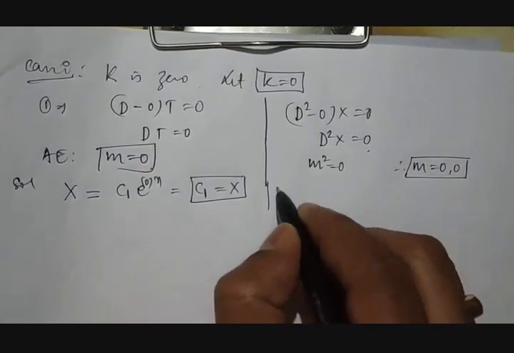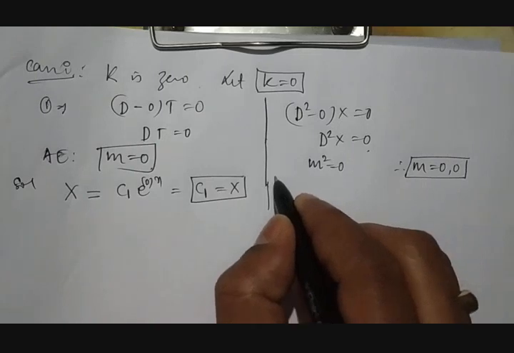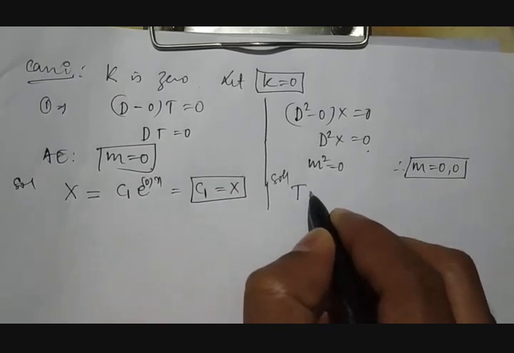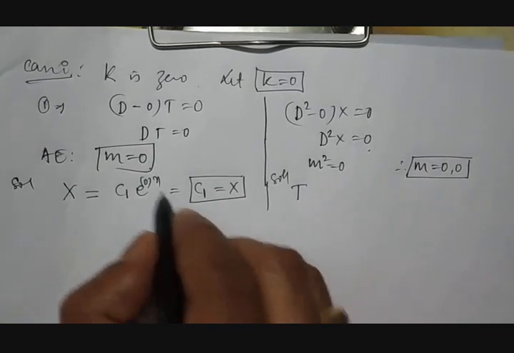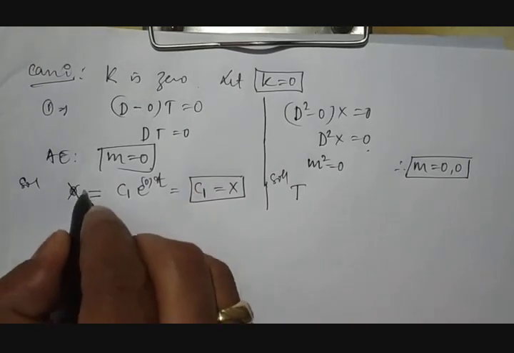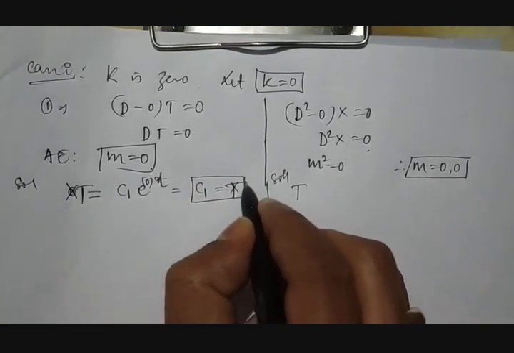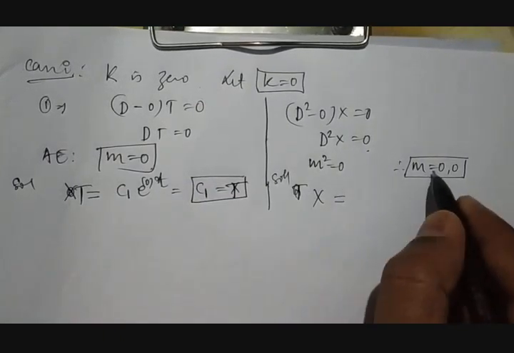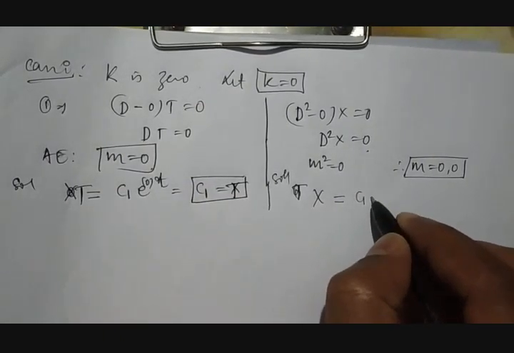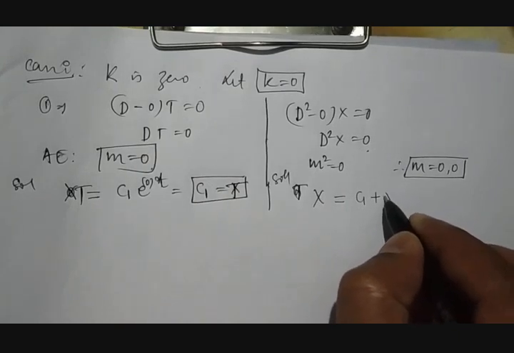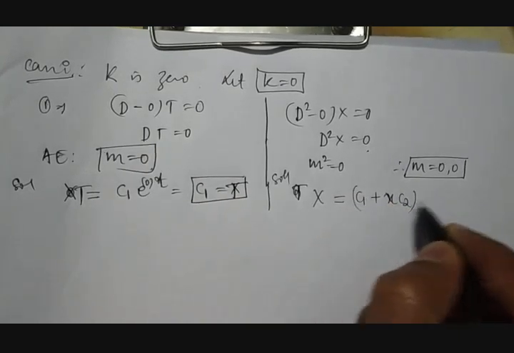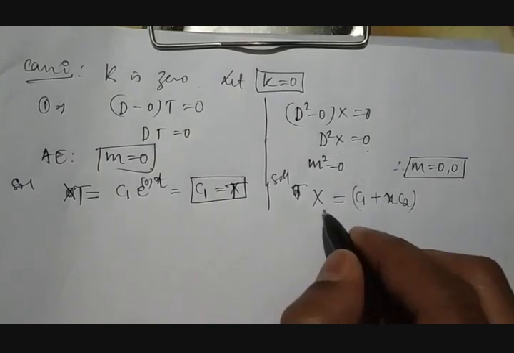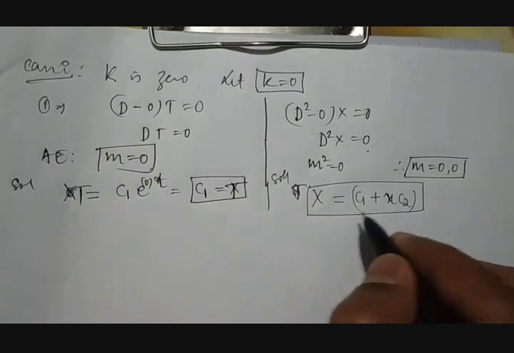Similarly, for this, what will be the solution? Solution comes as t. Sorry, this is a t. We'll take it as a t now. This will be x. The roots are 0 and 0, means C1 plus x into C2 into e raised to 0 times that. This is the other solution.